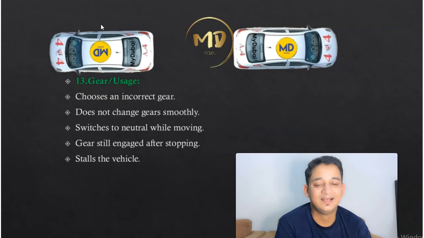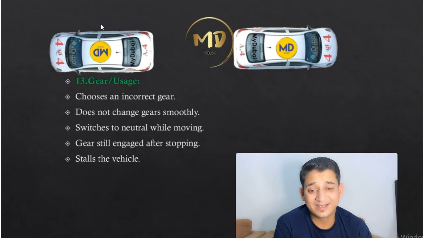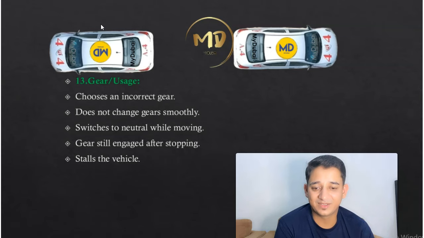The last one is gear usage. Use an incorrect gear. This is mainly for the manual one. Does not change gear smoothly. Switch to neutral while moving. Gear still engaged after stopping. Stall the vehicle. So that was a video on final road assessment.